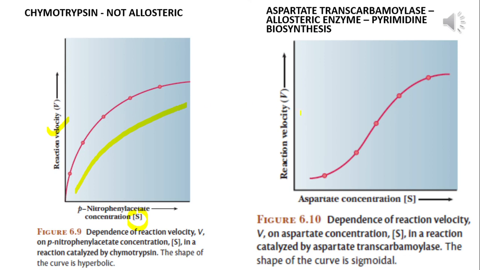While you take the case of aspartate transcarbamoylase, it is an allosteric enzyme and the plot is a sigmoid plot. It is somewhat like S-shaped. This is how we identify. If an enzyme is allosteric, the plot will be sigmoid. Otherwise, it will be a hyperbola.